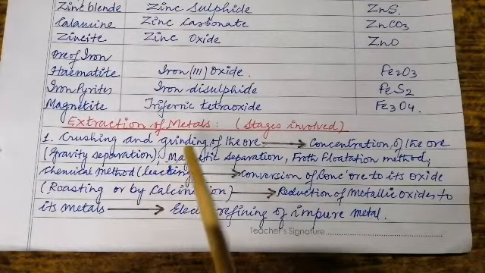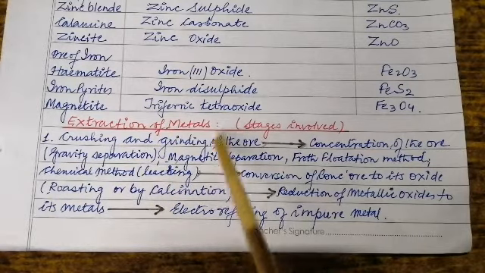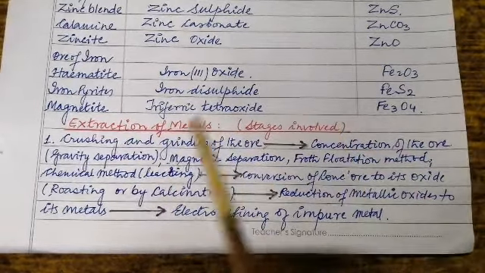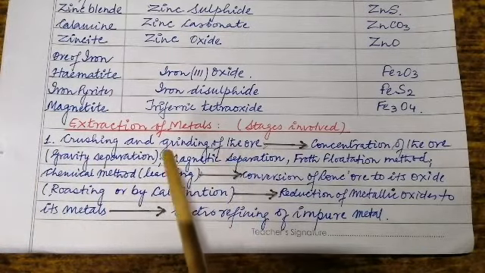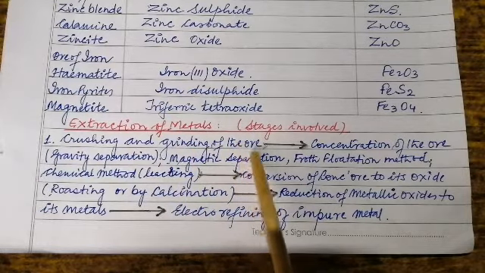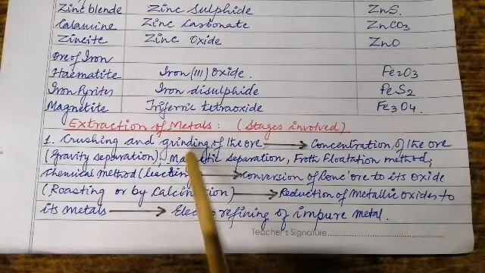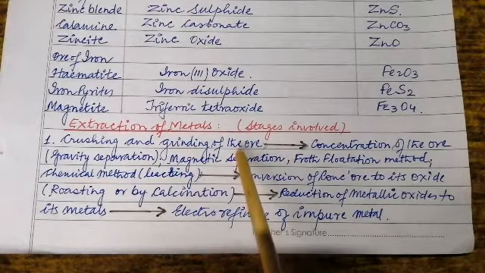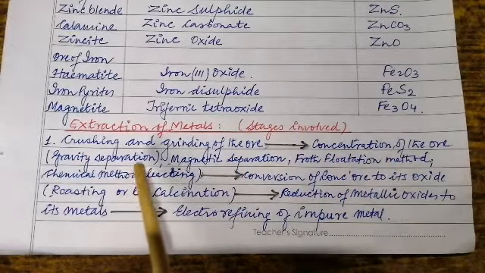Now, extraction of metals. What are the stages involved during the extraction of metal from its ore? First and foremost, you get the ore, you crush and grind the ore. You can turn it into fine powder, which is also very important as far as extraction of aluminium is concerned. You crush and then you grind it, and then you pulverize it also. Second step is concentration of the ore.